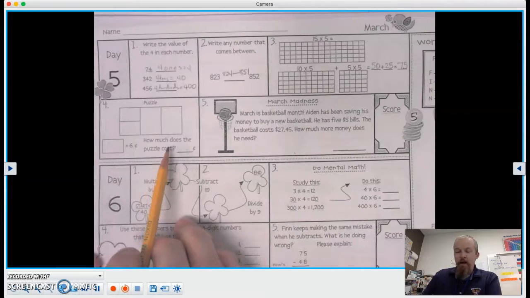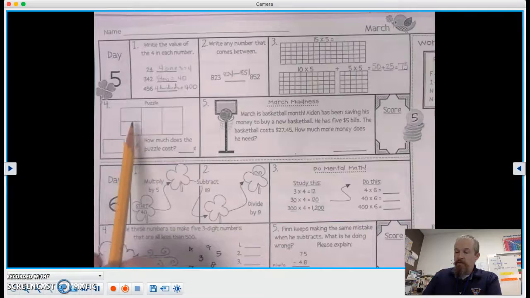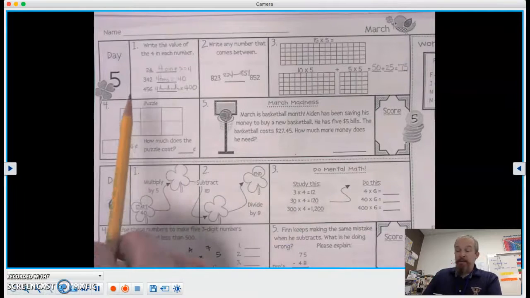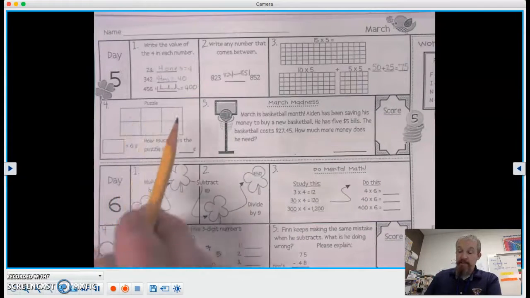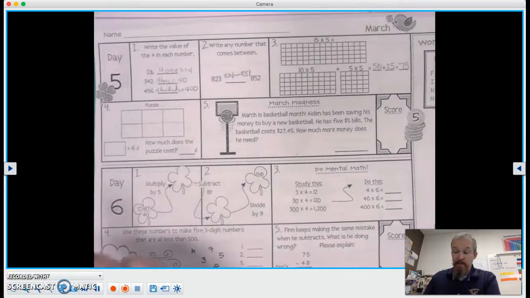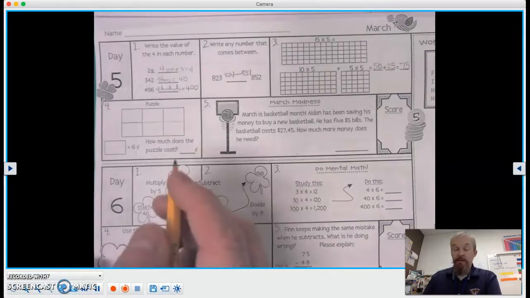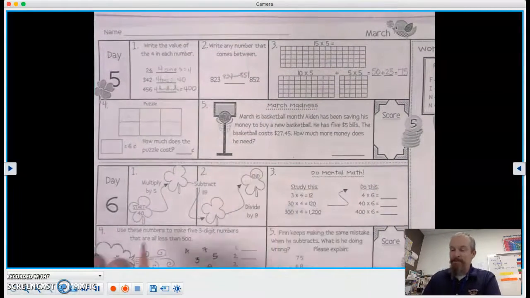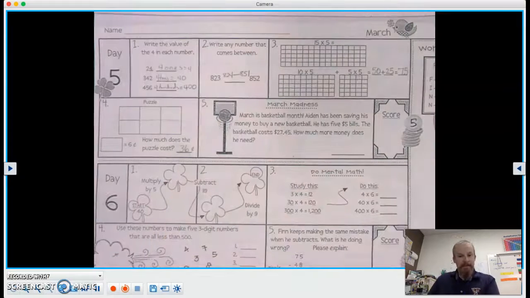Number 4. How much does the puzzle cost? Well, each of these little ones is 6. So I'm going to kind of continue my line there, right? So I really have 1, 2, 3, 4, 5, 6. I have 6 rectangles then that are this size. So each one costs 6 cents. Well, 6 times 6 equals 36, right? 6 times 6 equals 36. So this puzzle costs 36 cents.